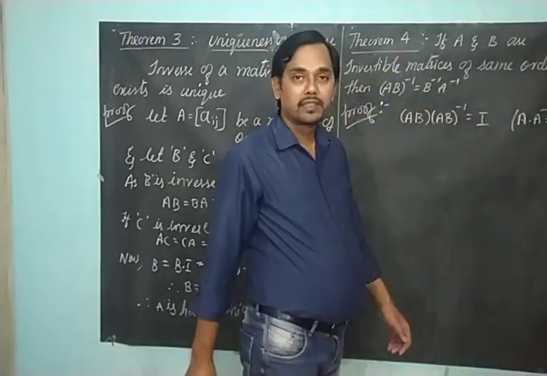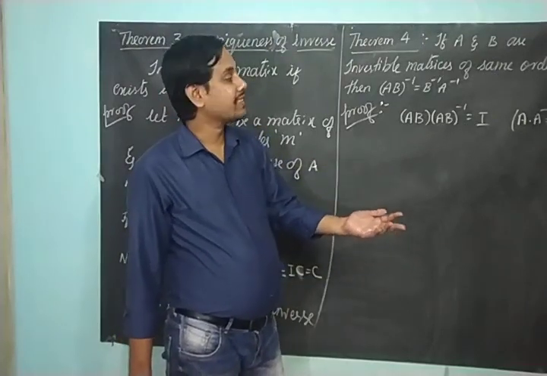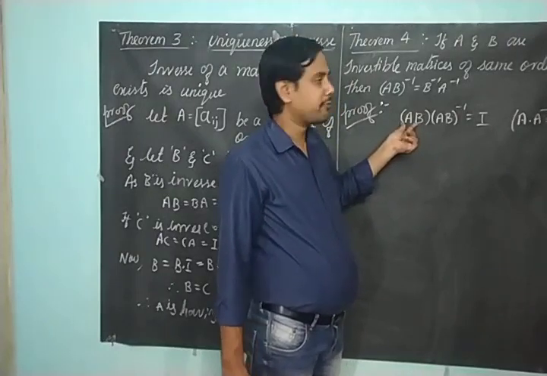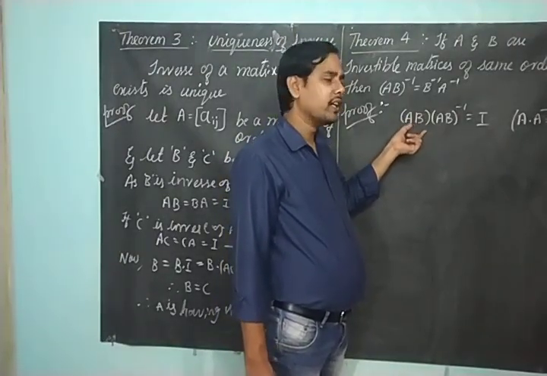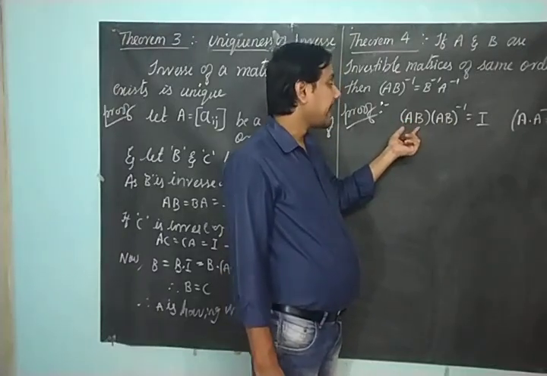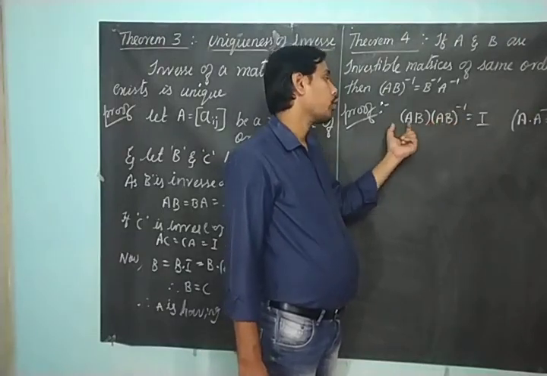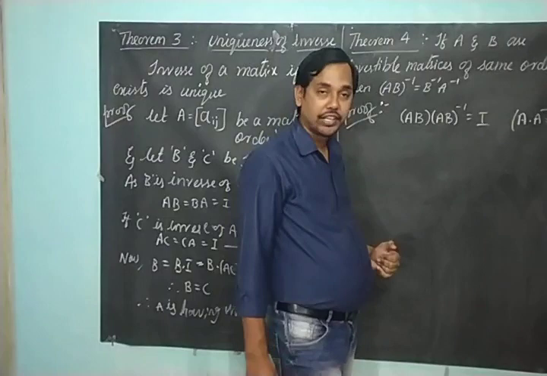As A into A inverse is equal to I, A is a matrix, so a matrix multiplied by its inverse is equal to I. So here A into B is also a matrix. If A is a matrix and B is a matrix, then A into B will also be a matrix. If A into B is a matrix, then AB inverse is the inverse of that one. So a matrix multiplied by its inverse will be equal to I. That is the standard result.